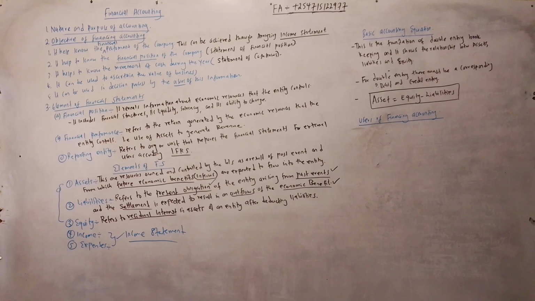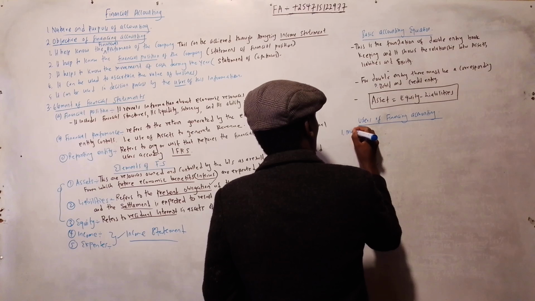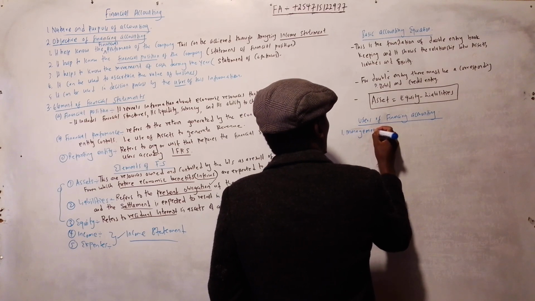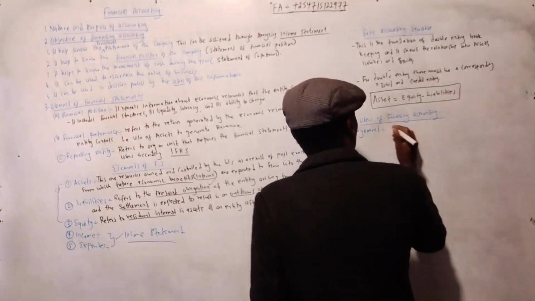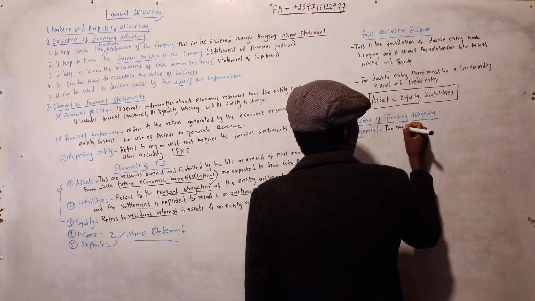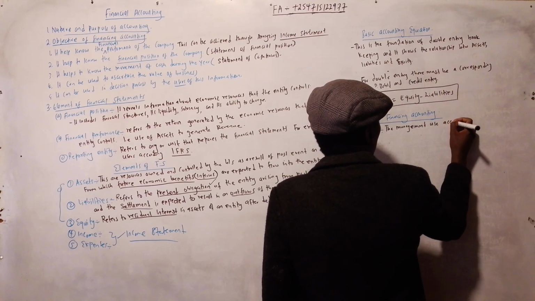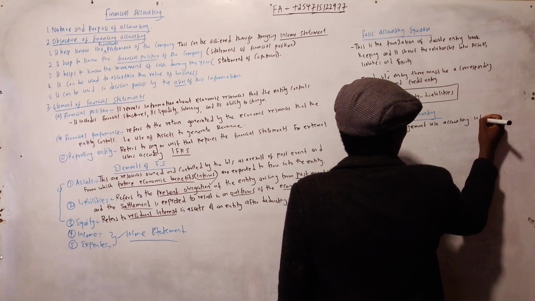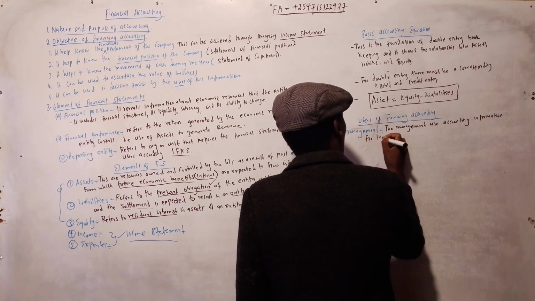Let us talk about number 1, the management. The management uses accounting information for the purpose of planning.